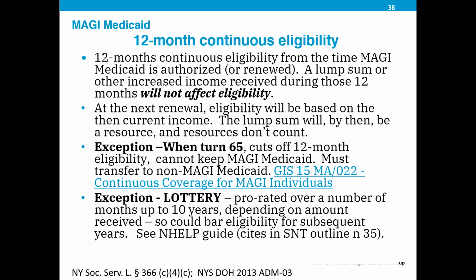Another exception is lottery winnings. They got very clever and passed a law that prorates a big lottery lump sum to deem it received over a course of a number of years, as opposed to just at that one time. And these are lottery winnings, I believe, over $80,000.